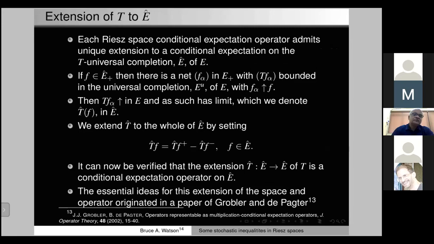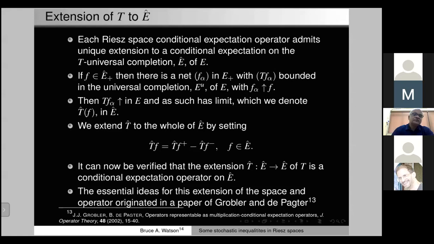The extension of the conditional expectation operator to E hat requires a little bit of care. Obviously, we can define it by taking an increasing net F alpha in E plus, the positive cone of E, as was used to build DOM T, which has T of F alpha bounded in the universal completion, and which has supremum F. Then the natural definition would be to define T hat of F to be equal to the supremum of T of F alpha.